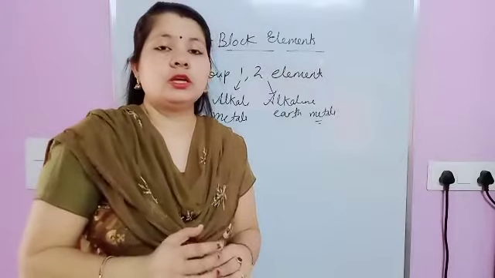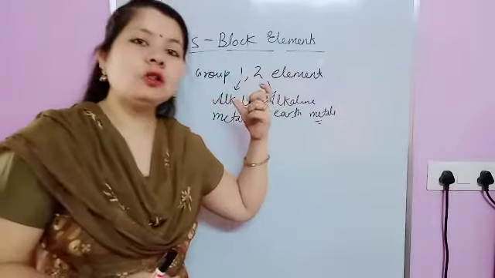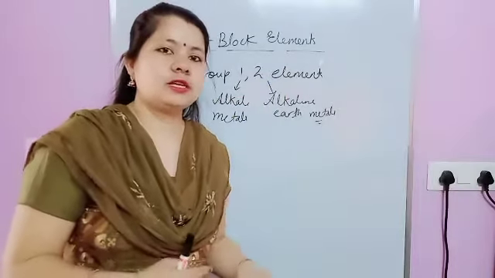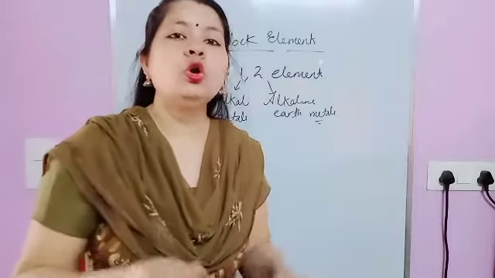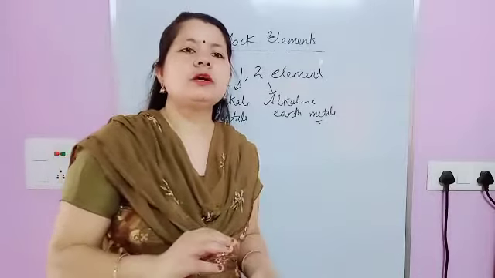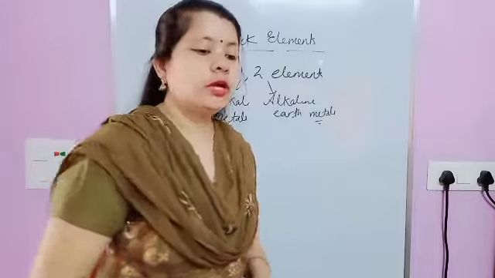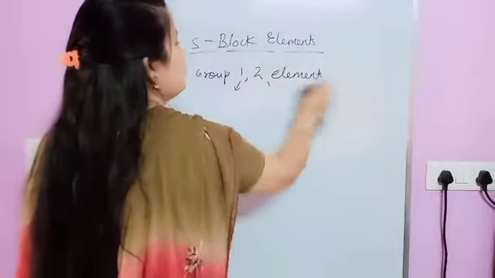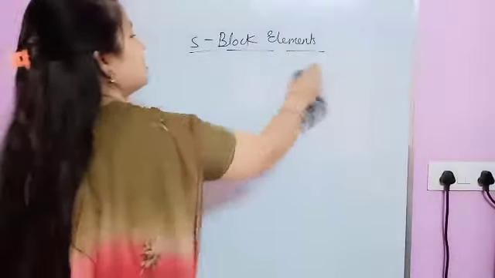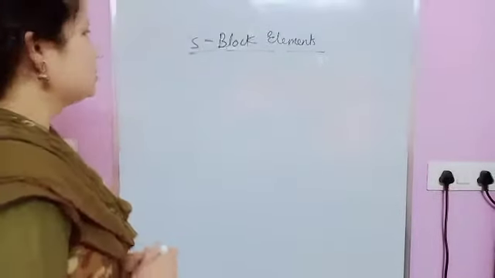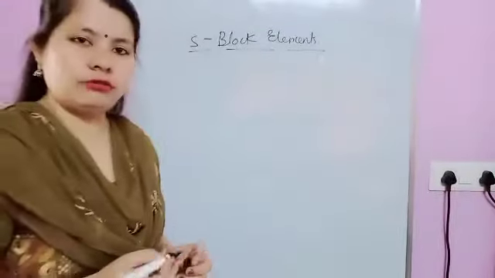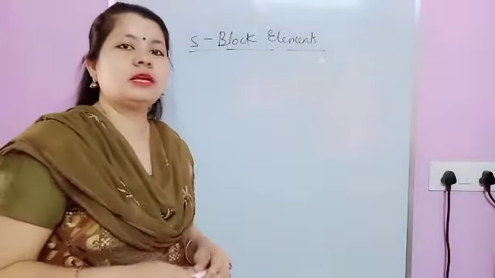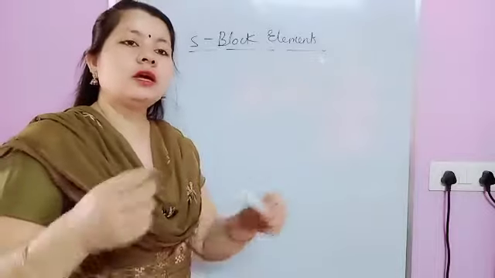In both groups, all the elements present are purely metals, and generally they have low melting and boiling points. Now the question arises: why are group 1 and 2 elements known as S block elements? If you see the electronic configuration, in the first and second group the last electron enters the S subshell, or S orbital.